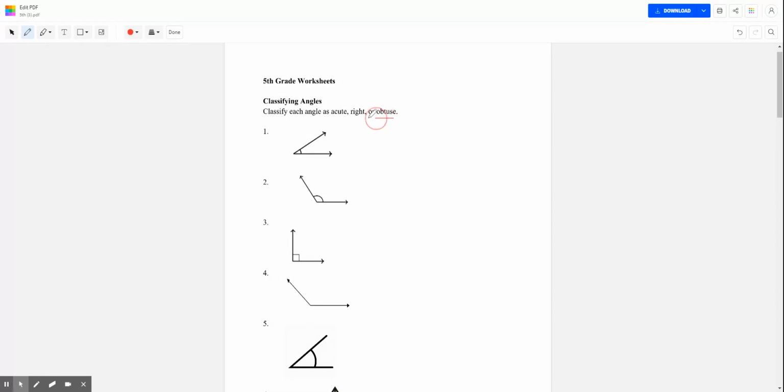So let's get started. First problem, classify each angle as acute, right, or obtuse. Before we get started, we have to explain what these are. An acute angle is an angle with a measurement that is less than 90 degrees. And they mostly look like this.